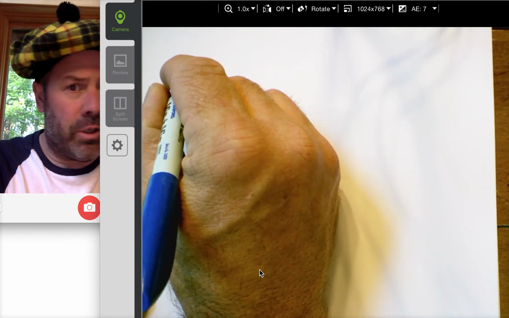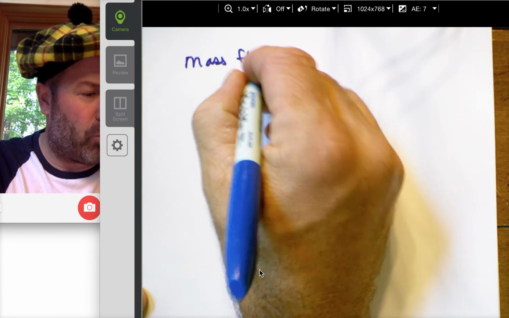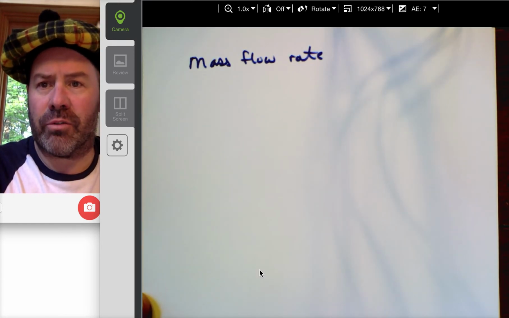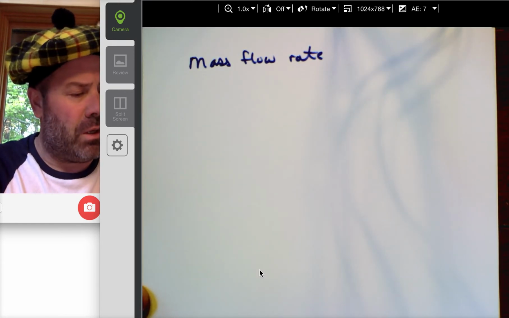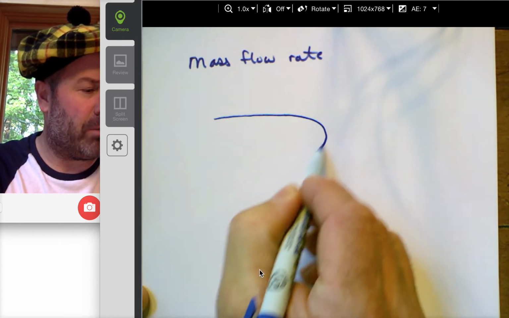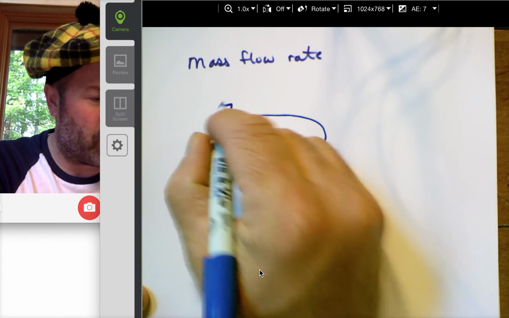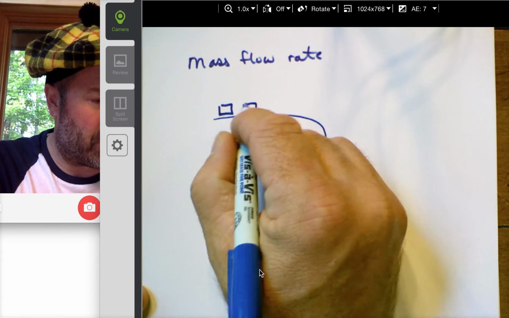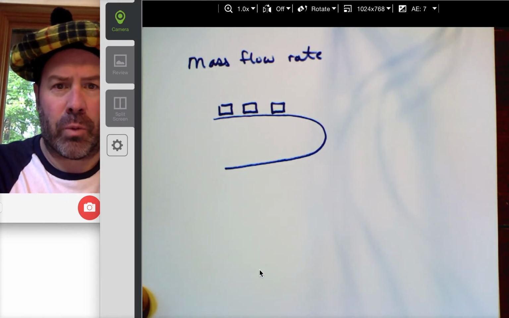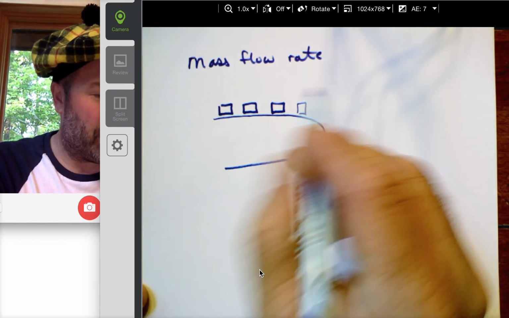So all we're going to do in this video is identify what mass flow rate is and come up with an equation for mass flow rate. So let's start with a very simple example. What if we had a conveyor belt, and on that conveyor belt were some 10-pound weights? A bunch of 10-pound weights are on this conveyor belt.